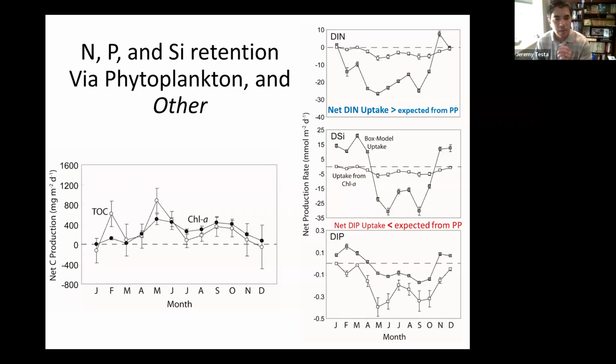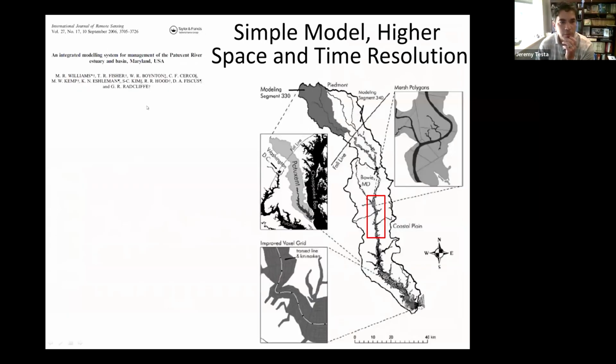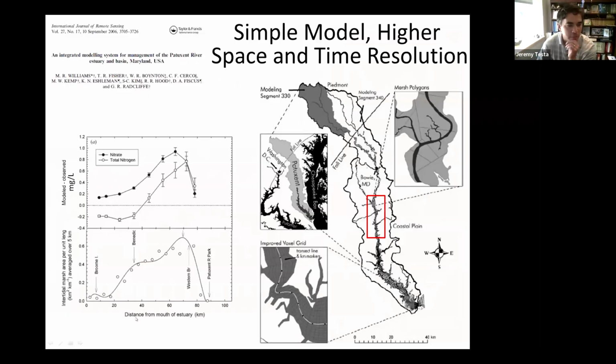So around the same time, there's another group that was using a more conventional, high resolution, three-dimensional hydrodynamic biogeochemical model in the same region. And they were testing how good the model was. And one of the things they discovered in their model was that they were missing the nitrate and other solutes, but really missing the nitrate and the total nitrogen in this upper part of the estuary. So this red box here is where I just showed you a bunch of information for. That's the high wetland area.